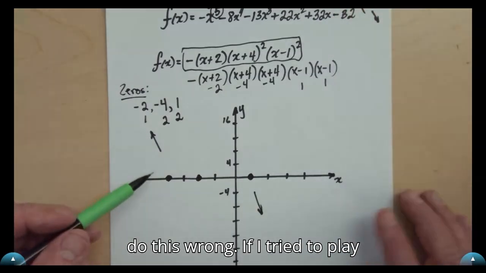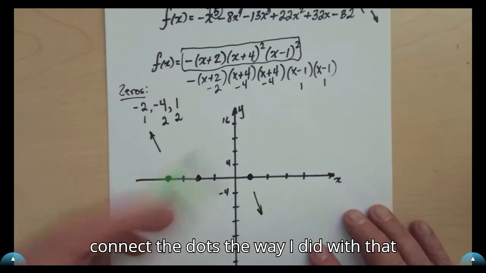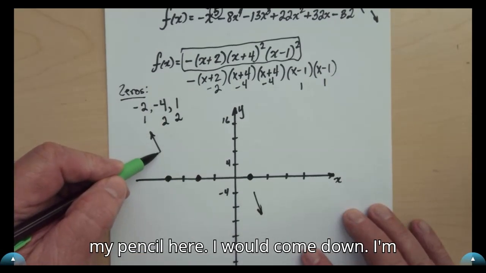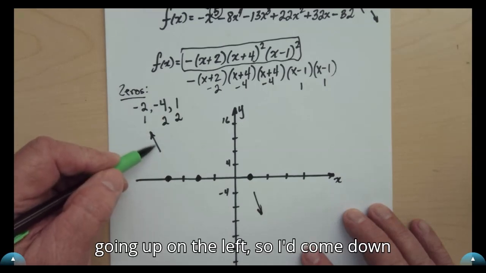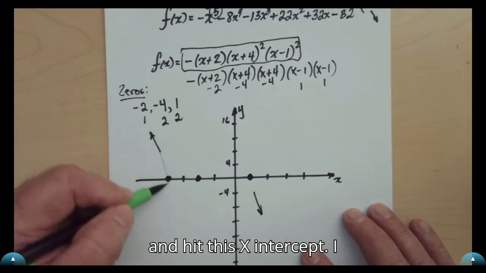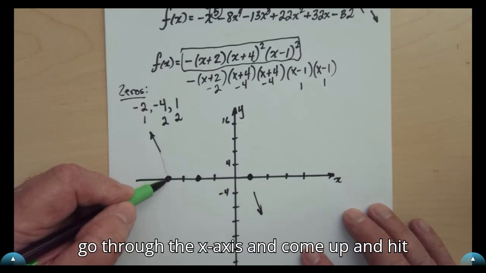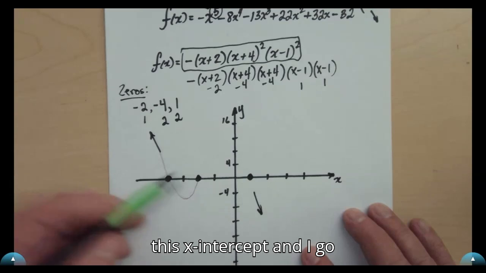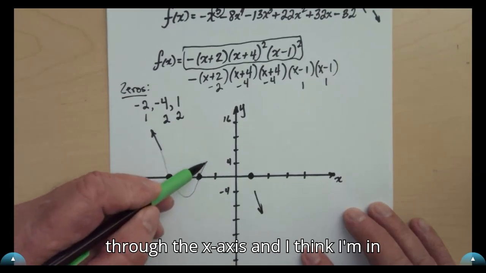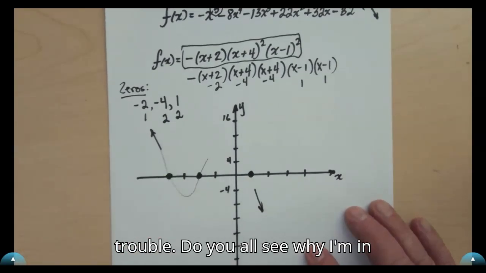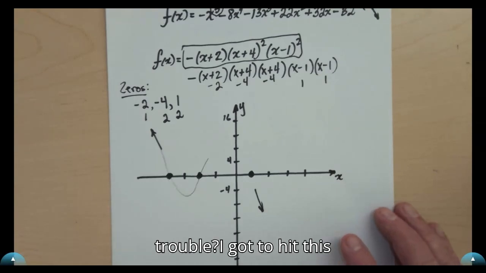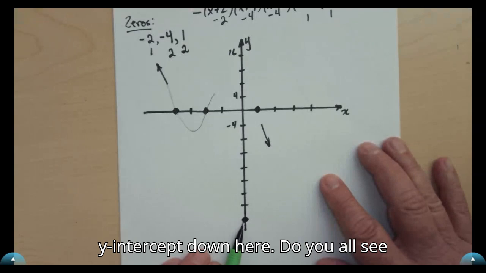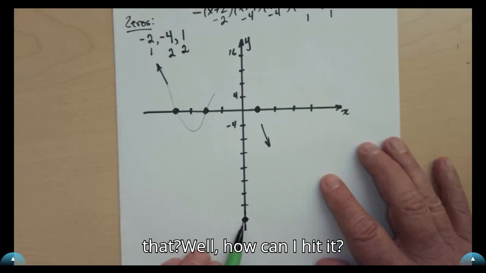If I tried to play connect the dots the way I did with that last problem, y'all look. Follow my pencil here. I'm going up on the left, so I'd come down and hit this x-intercept, go through the x-axis and come up and hit this x-intercept, and go through the x-axis, and I think I'm in trouble. Do y'all see why I'm in trouble? I got to hit this y-intercept down here. Do y'all see that? Well, how can I hit it?